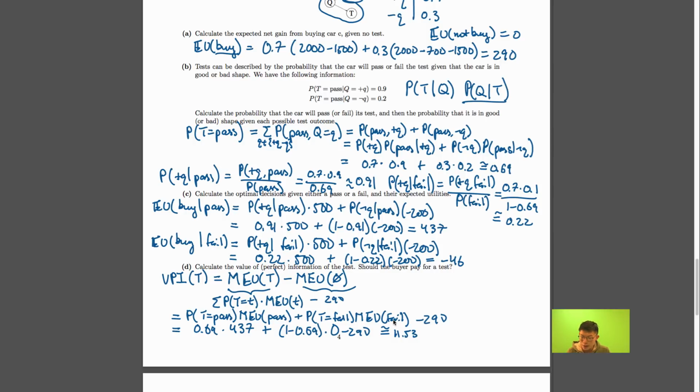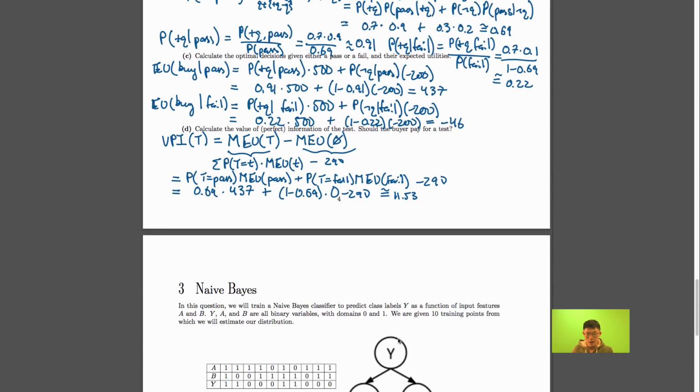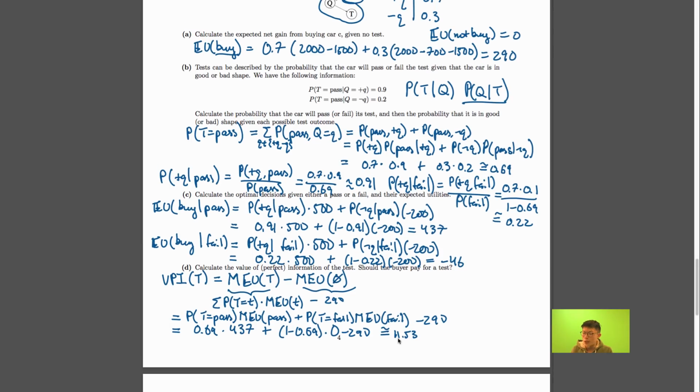And the result that we've computed actually says that no, we should not do the test, because the expected gain in utility of doing the test is 11.53, which is not worth the $50 to perform the test. So actually, in this case, what we should do is just choose not to do the test and just choose to buy the car unconditionally. All right, that's it for question 2.